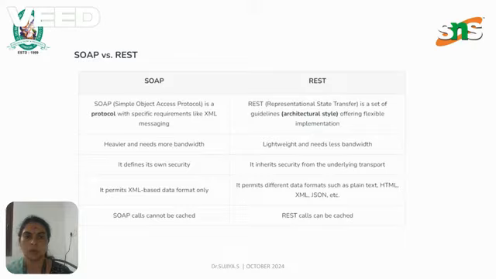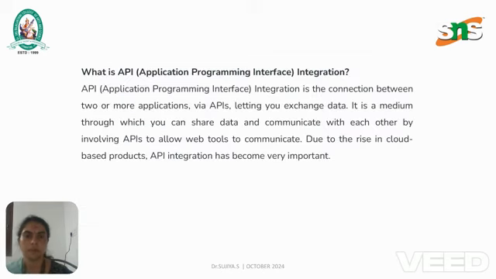SOAP defines its own security, whereas REST inherits security from the underlying transport. SOAP permits XML-based data formats only, whereas REST permits different data formats such as plain text, HTML, XML, and JSON. And SOAP calls cannot be cached, and REST calls can be cached. So this is the difference between SOAP and REST.